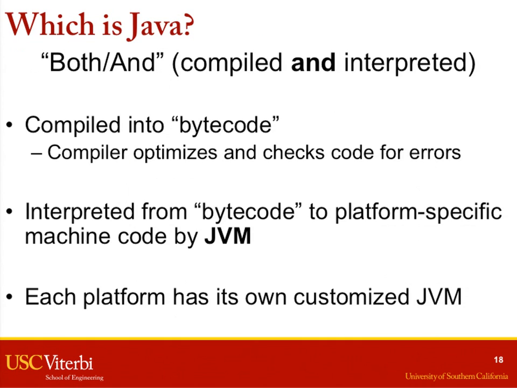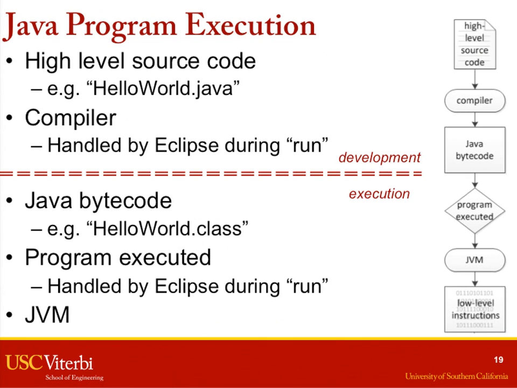So compiled code, interpreted code, what is Java? Java actually combines both. It's compiled and interpreted. It compiles your code into what we call bytecode, and then the bytecode is interpreted by the JVM running on the different machines. So there's a JVM for Mac, there's a JVM for PC, but we take our one bytecode and it'll run on both of them.